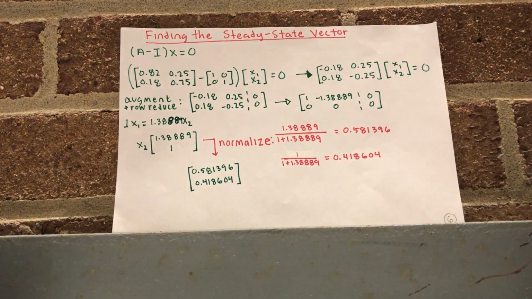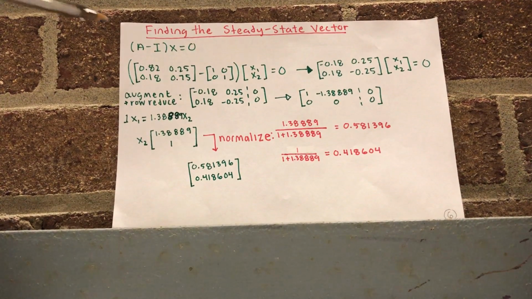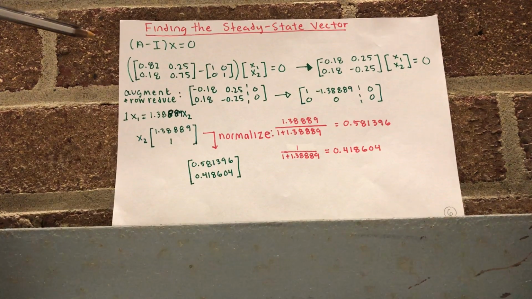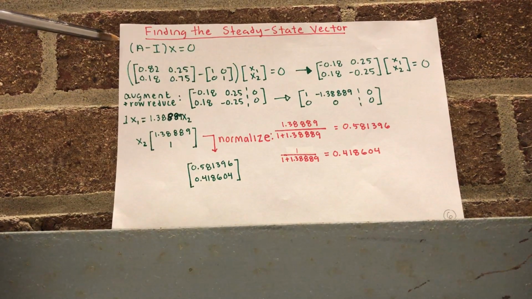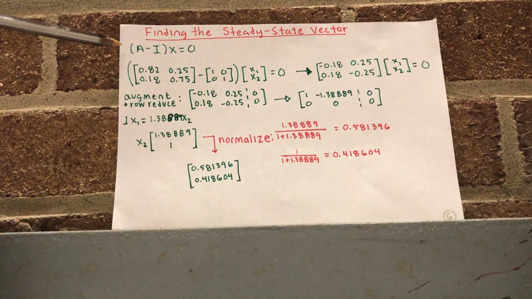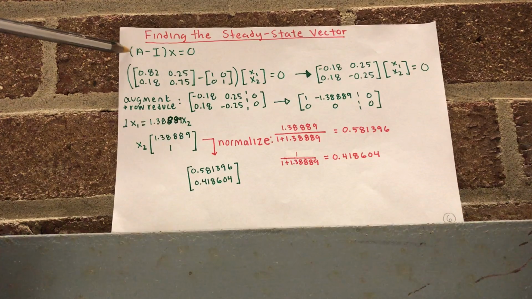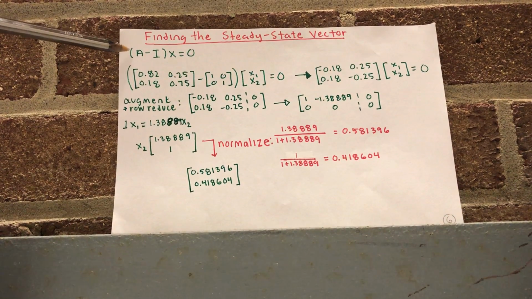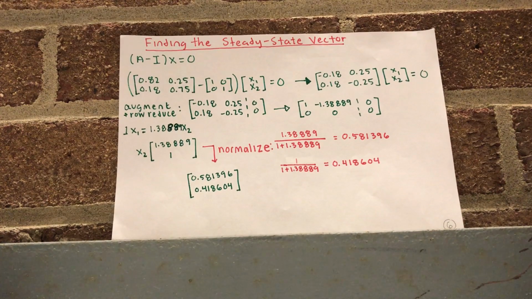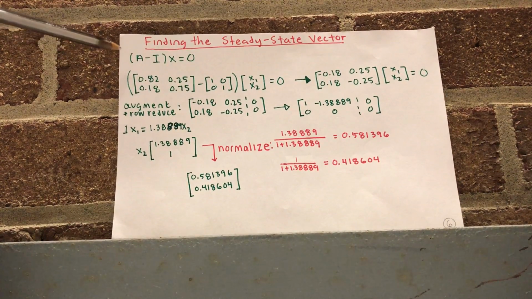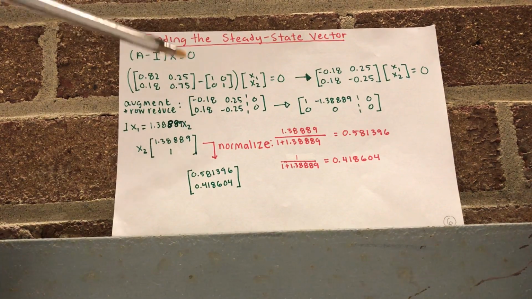You can find this by finding the steady state vector. As we have learned in linear algebra, to find an eigenvector, you use a similar equation to this. So this is the equation to find the steady state vector: A minus the identity times x equals 0, A being Q sub 0 and I being the identity.